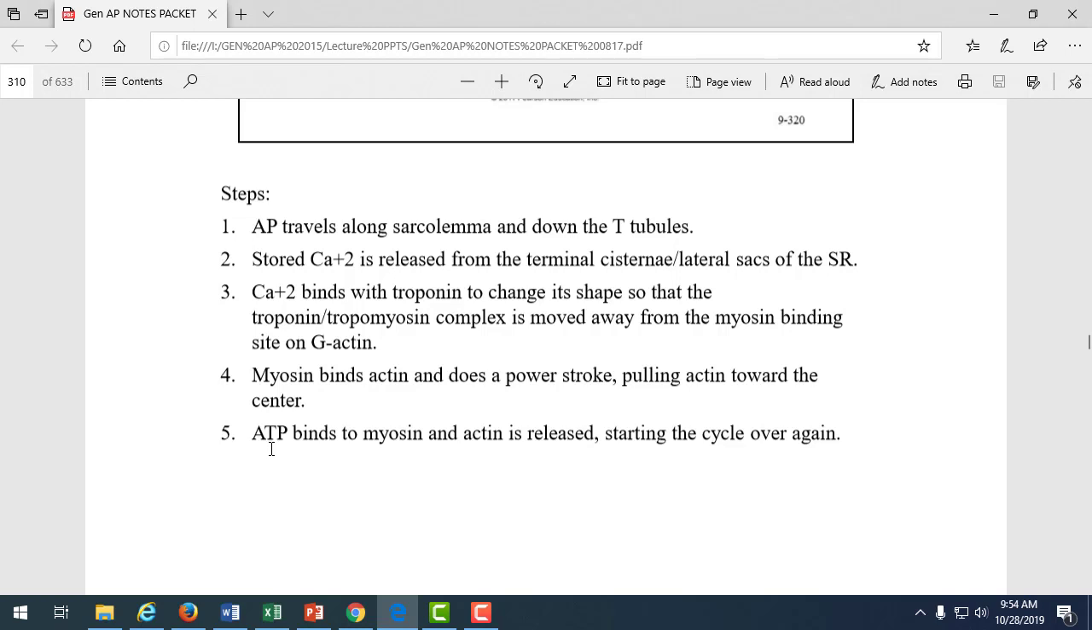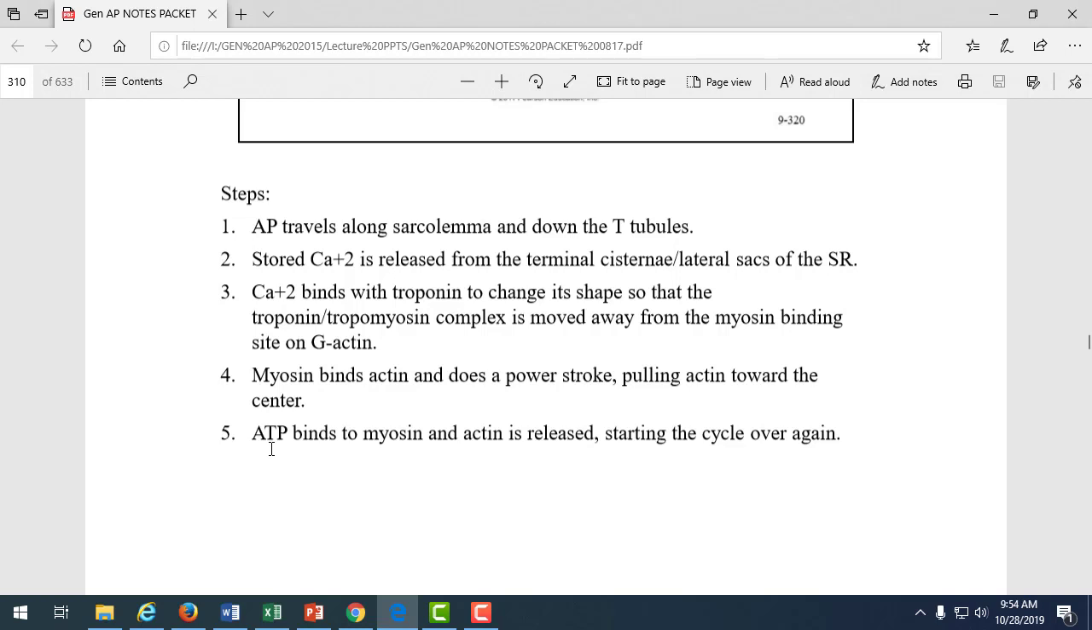So we have to have ATP binding to myosin prior to myosin binding to actin, because what released actin and myosin from each other at the end? If you watch the video, you'll see that another ATP had to bind to myosin, and that detached it. So as long as you have ATP available, it's going to help cock the myosin head, pull it to the center, and then another one binds to make it release.